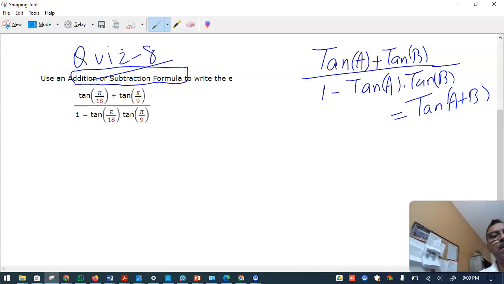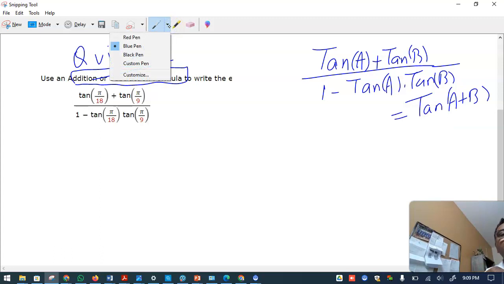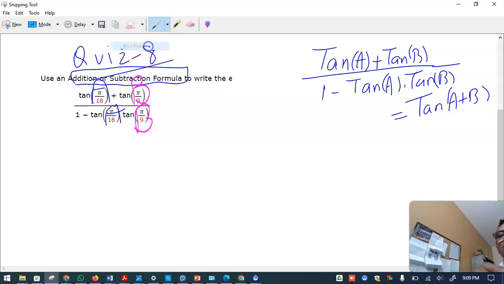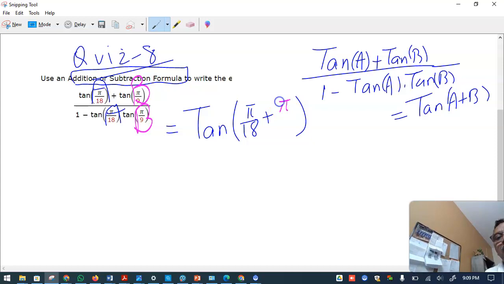That's it. The first step is, this is A, and this is B, correct? So the answer will be tan of A plus B. You're going to add the blue one, which is pi by 18, and the pink one, which is pi by 9. Now the denominators are not the same, so it's better to have 18 as the denominator.